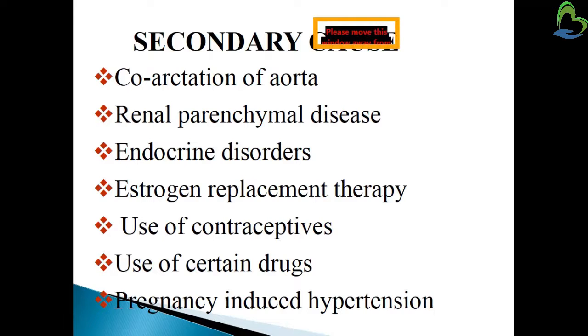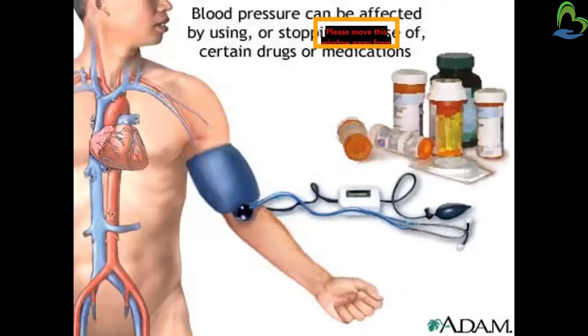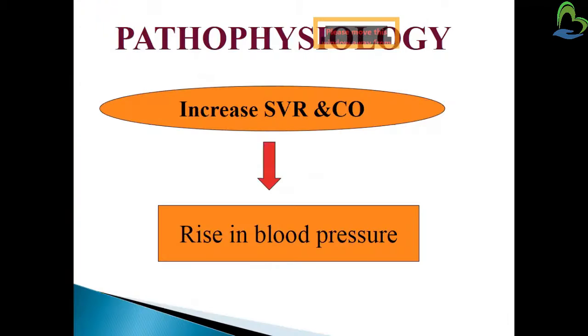Endocrine disorders, many of the hormonal disorders, such as during replacement therapies of estrogen, will again affect the blood vessels or vascular system. Use of contraceptives, which include hormonal therapies. Use of certain drugs is also responsible. And pregnancy-induced hypertension, because during pregnancy the overload of the uterus and that pressure will increase the blood pressure, and ventricular pressure will increase. Certain drugs or medication also affect the blood pressure. So this is what we have shown in the picture.